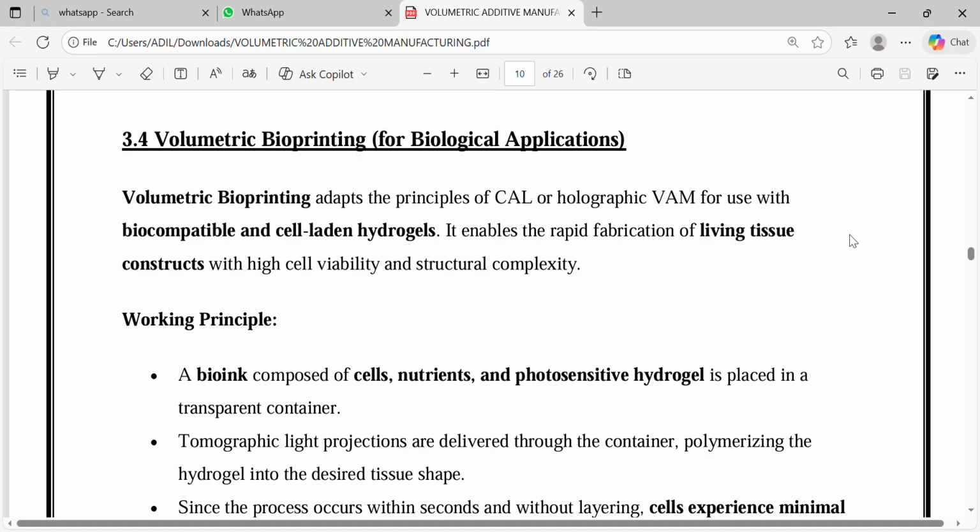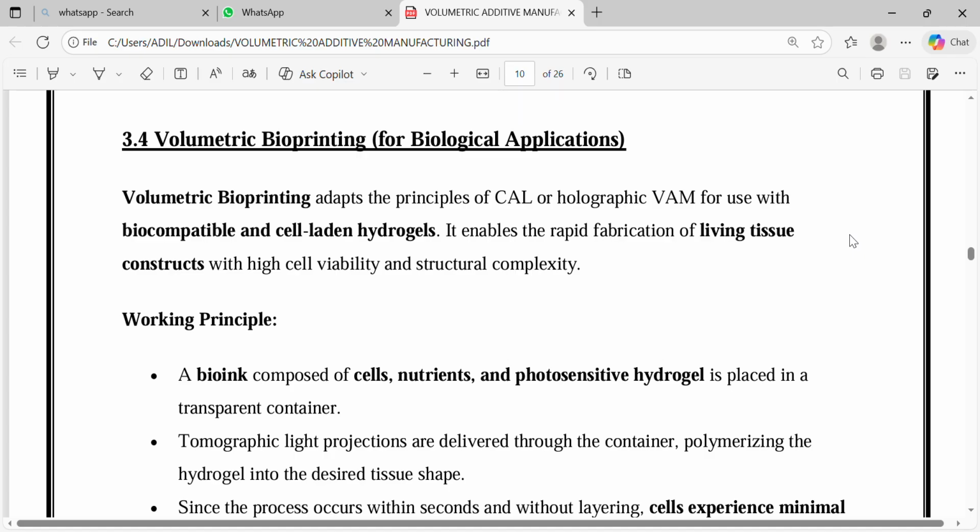It is used in tissue engineering and regenerative medicine. It enables the creation of complex 3D cell structures. Viability refers to cell survival and health, critical for bioprinting constructs. It is affected by the printing process and materials. It impairs tissue engineering outcomes.